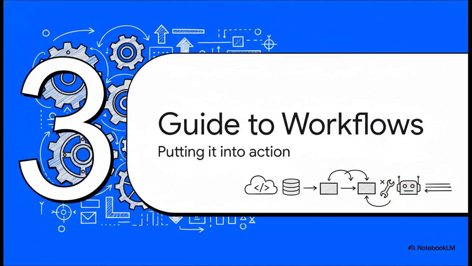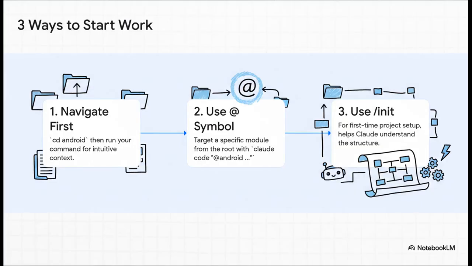Okay, so theory is great, but how do we actually use this thing day to day? Let's walk through some of the practical workflows. You've basically got three super simple ways to direct your AI. You can just cd into a module's directory before running a command. Really intuitive. Or, from the root, you can use the @ symbol to target a specific module's context. And for the very first time on a project, there's a handy /init command that helps the AI get the whole lay of the land.